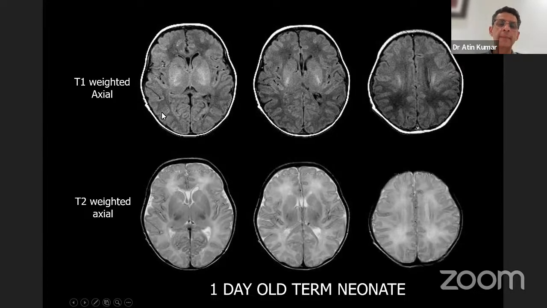The unmyelinated white matter is dark here, the unmyelinated white matter is bright here, right? These are the T2 weighted images. This was at the level of the basal ganglia. This is at the level of superior basal ganglia. This is at the level of centrum semiovale as we are going up. This is a 1 day old term neonate.